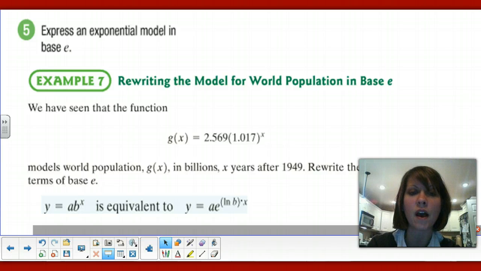All right, and now objective 5. Not going to take very long on this. It's really not something we use very often. It's just something we can do. So we want to show you that we can do it.